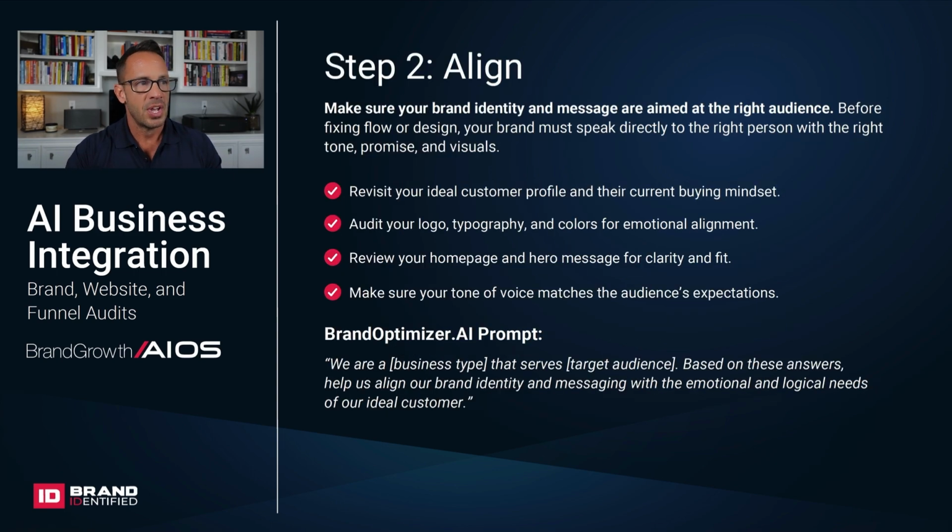So step 2 here of this AI business integration framework is to align. Make sure that your brand identity and your messaging are aimed at the right audience. Before fixing flow or any type of design, your brand must speak directly to the right person with the right tone, promise, and the right visuals. So revisit your ideal customer profile and their current buying mindset. Audit your logo, typography, and colors for emotional alignment.